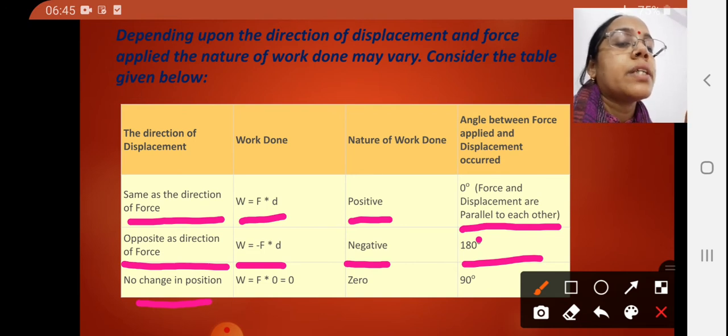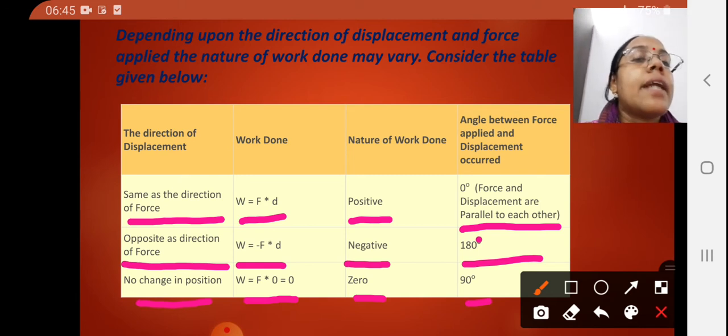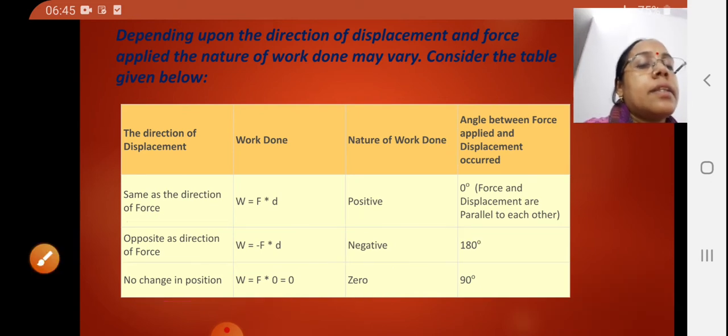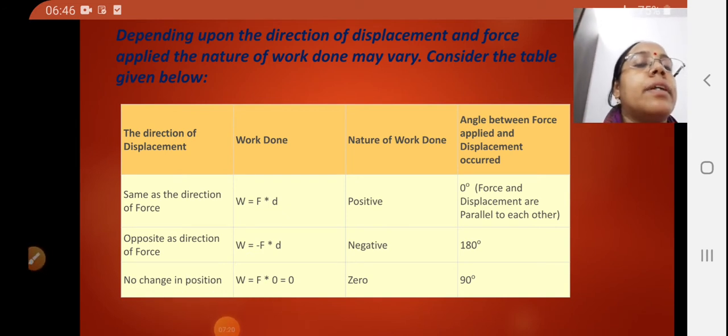Now next one is no change in the position. When there is no change in the position, W is equal to F into 0, that is 0. So the nature of work done is 0, and the angle between the force and displacement is 90 degree. So we can say that there are three types of work done on the basis of direction of displacement and force applied. What are those three types? The first is positive work done, the second is negative work done, and the third is zero work done.